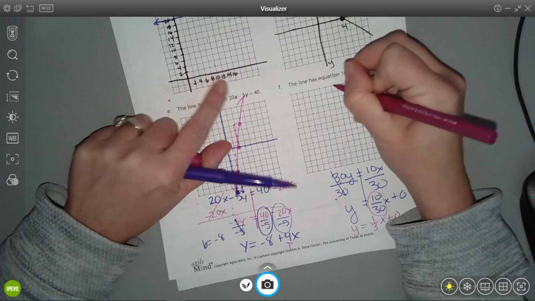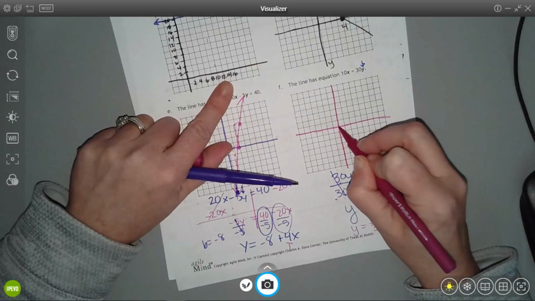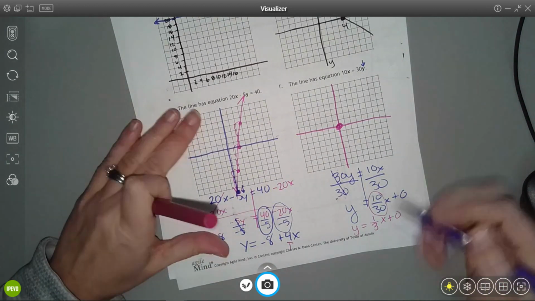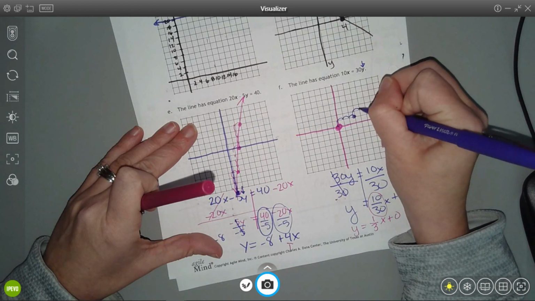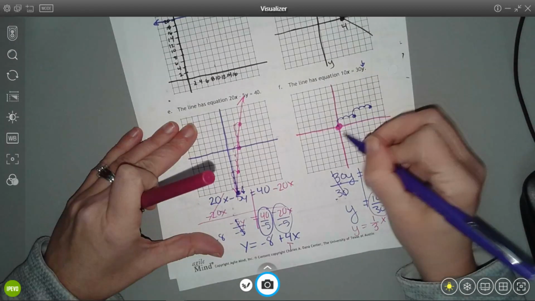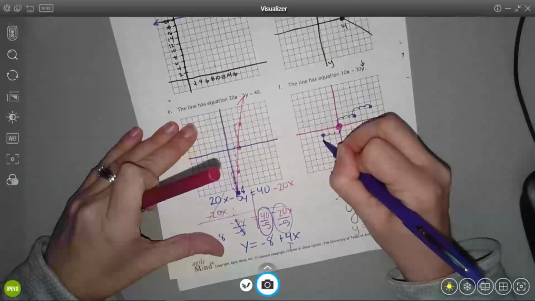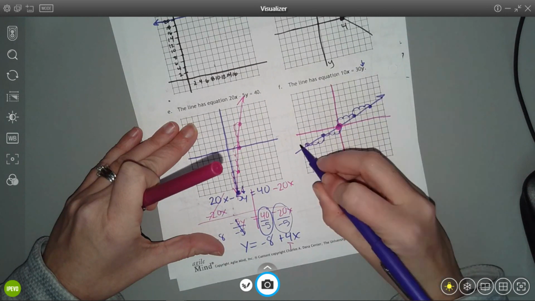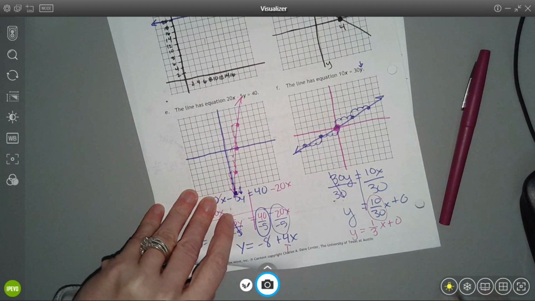So I'm going to come up here. My y-intercept is 0. And here my slope is up 1 over 3. So up 1 over 3. Up 1 over 3. We can also go -1, -3. And we're going to connect that. It's important when we graph, guys, to extend those lines in both directions.